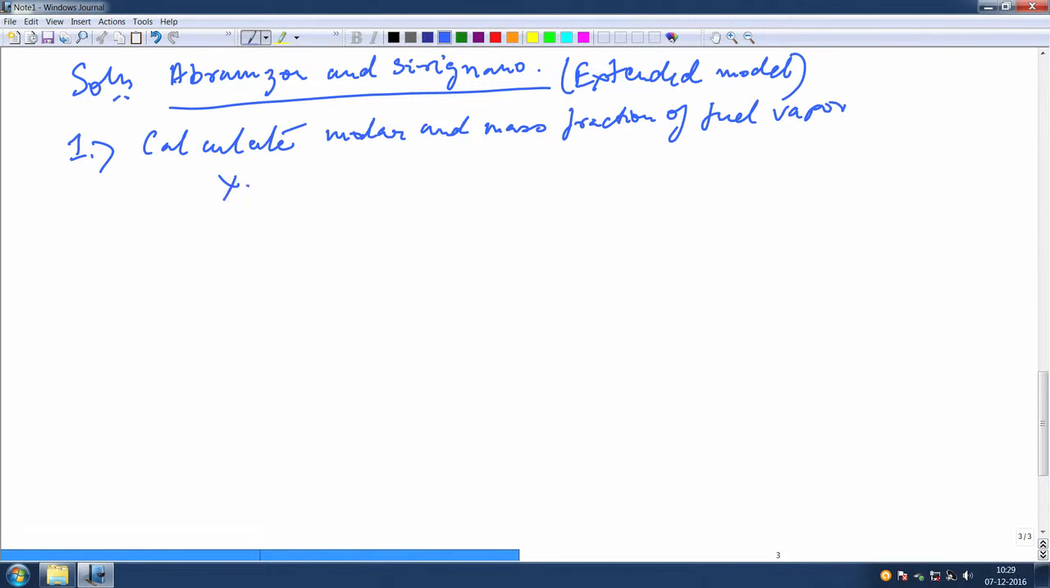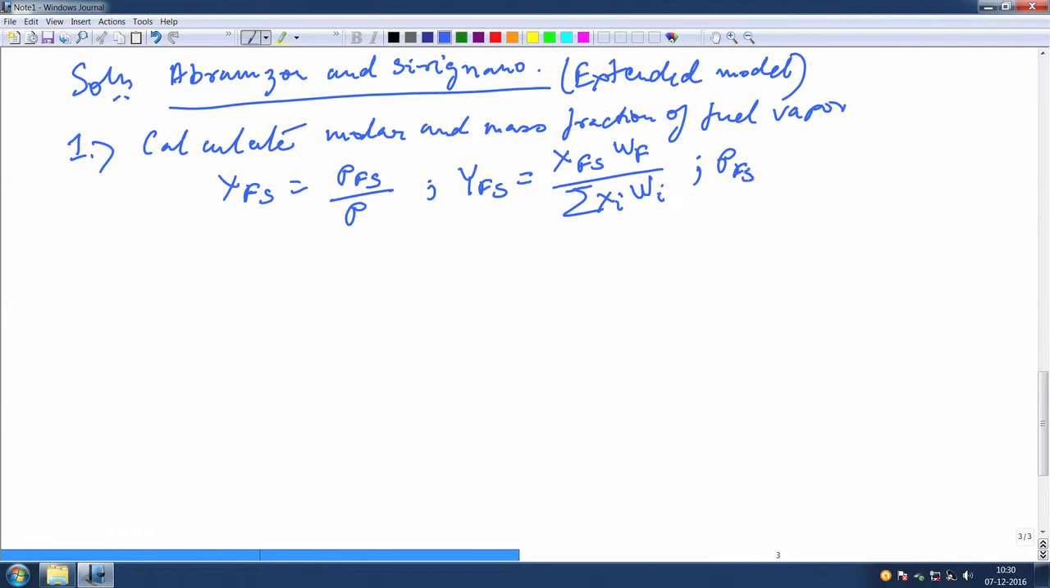So, X_FS is P_FS by P, and Y_FS, the mass fraction, is X_FS into the molecular weight divided by the summation of X_i W_i. P_FS is basically a function of the surface temperature. This is the saturated vapor pressure calculated from the Clausius-Clapeyron equation. So, from a numerical point of view, these are the steps that one can follow.